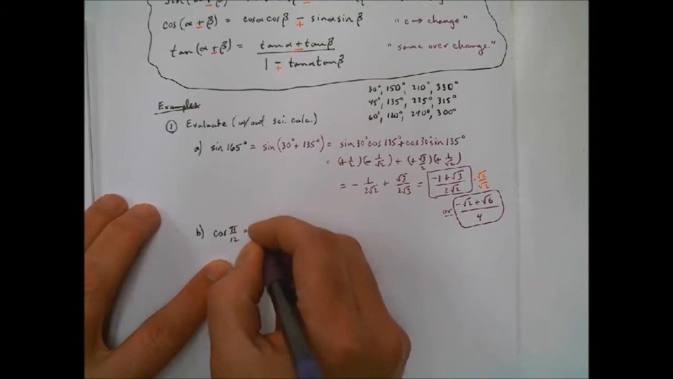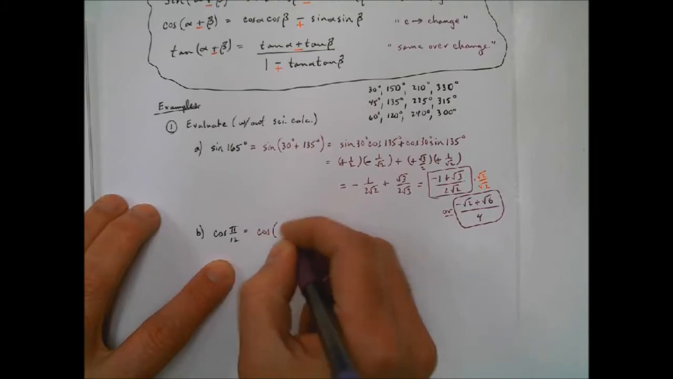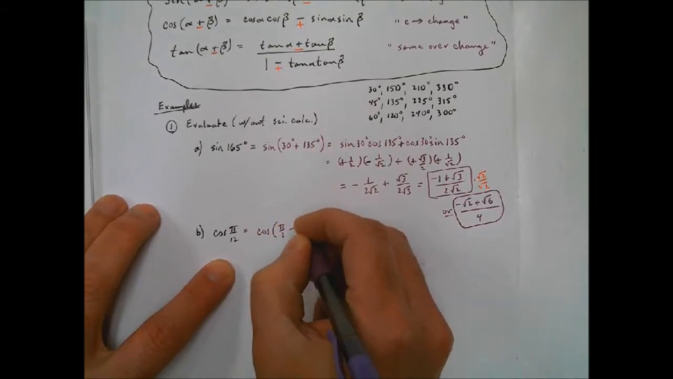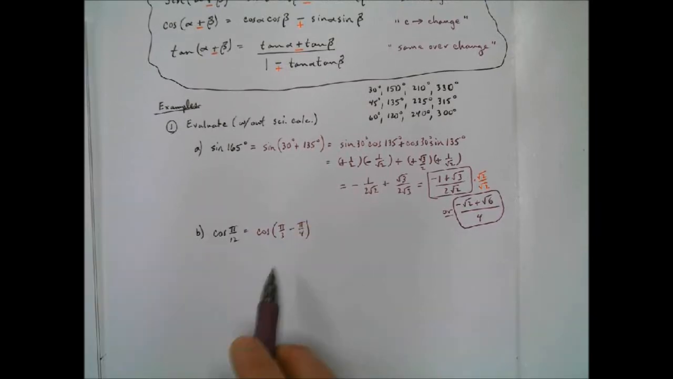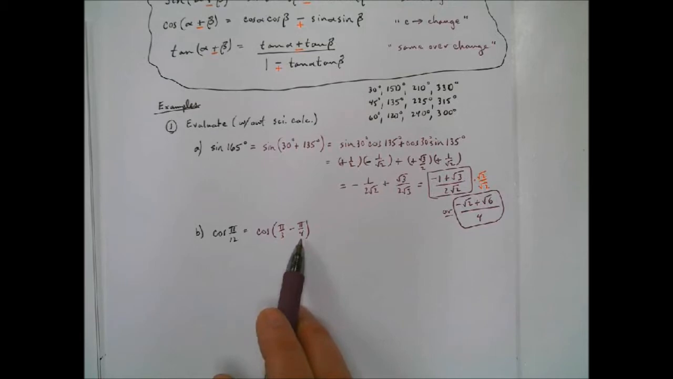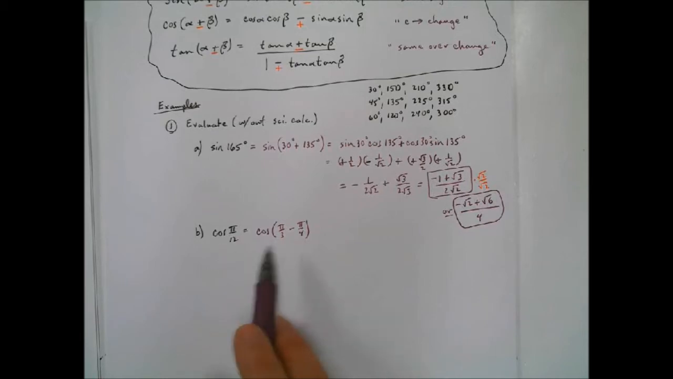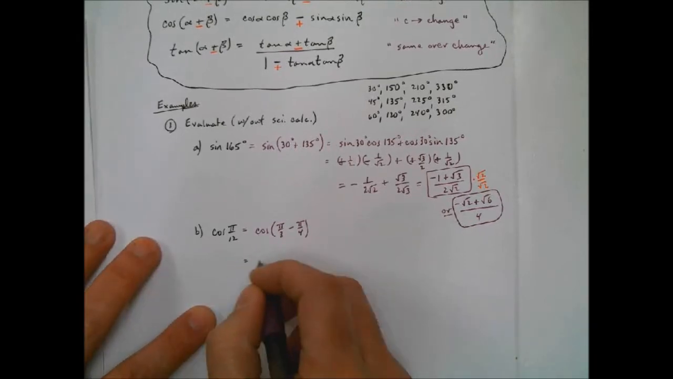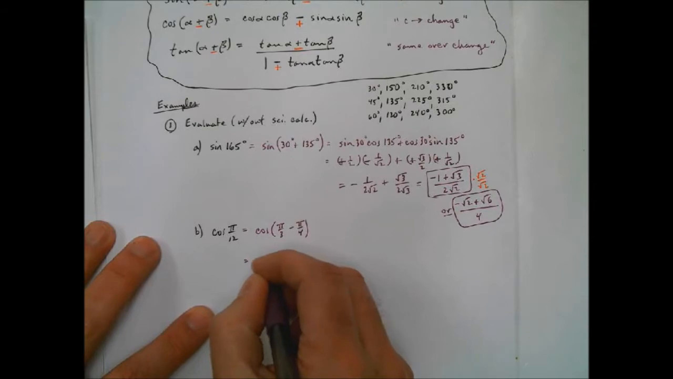So cosine of pi/3 minus pi/4. Because if you think about it, 4pi/12 minus 3pi/12 is 1pi/12. Okay, and this is cosine of angle subtraction. So cos cos, sine sine.